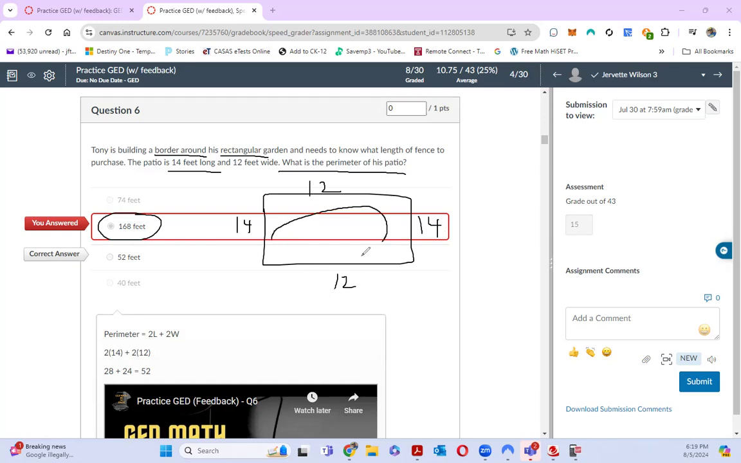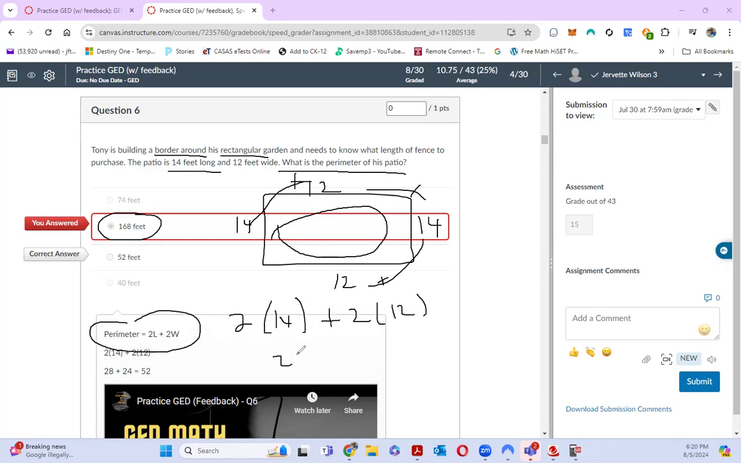I need to add all of them up. 14 plus 12 plus 14 plus 12. 26 plus 26 is 52. Or you can plug them in to the formula: 2 times 14 plus 2 times 12. 28 plus 24, 52. Easy problem. You figured out the area.